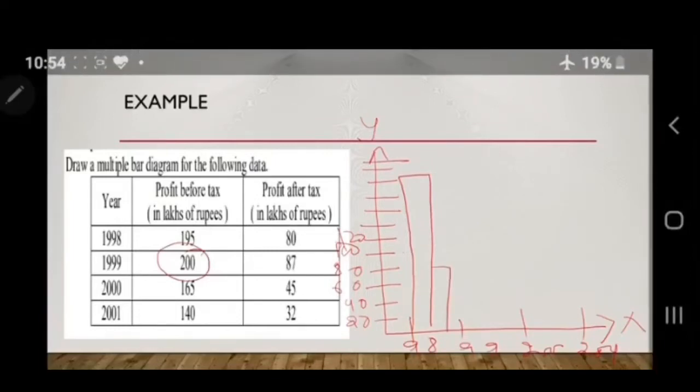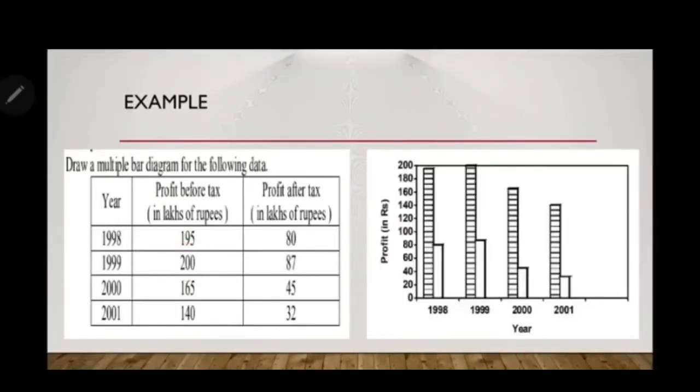Similarly, we can draw these adjoining bars and my final diagram will look somewhere like this. Again, notice that height is different but width of all bars is same. Also, here you can see that different set of shading is used to denote profit before tax and after tax. So we need to mention a key box or index in order to show which bar is showing profit after tax and which bar is showing profit before tax.